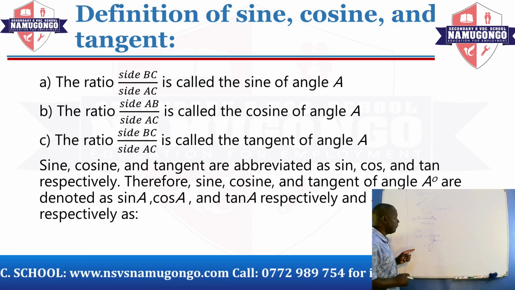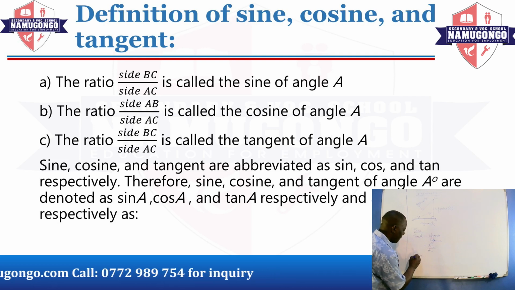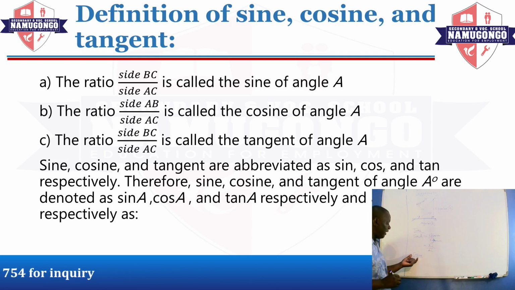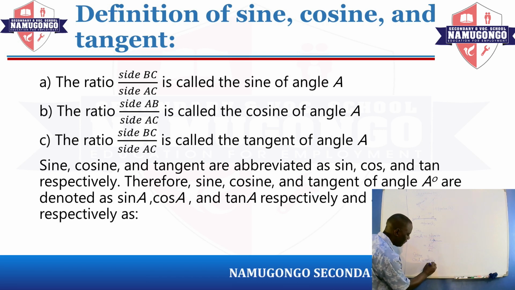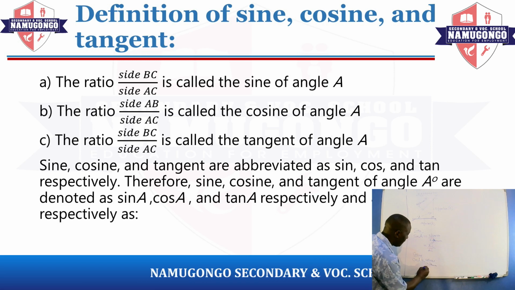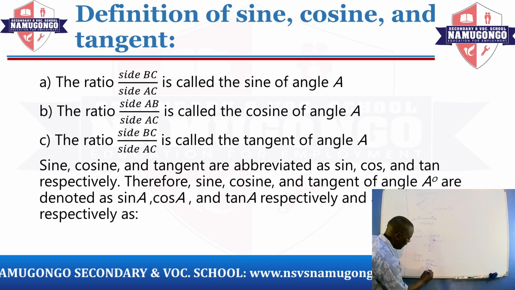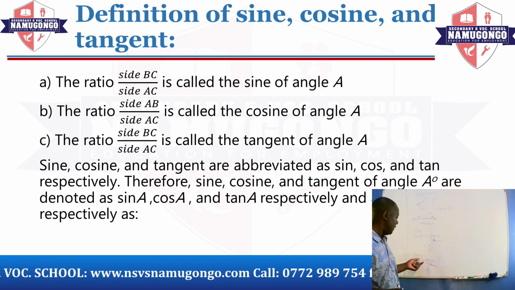The second one is called cosine. We write it like that, cosine. But we abbreviate it and take the first three letters and we say cos of angle A. This is equal to the ratio of the adjacent to the hypotenuse. This is equal to AB out of AC. The ratio of the adjacent to the hypotenuse is called the cosine.